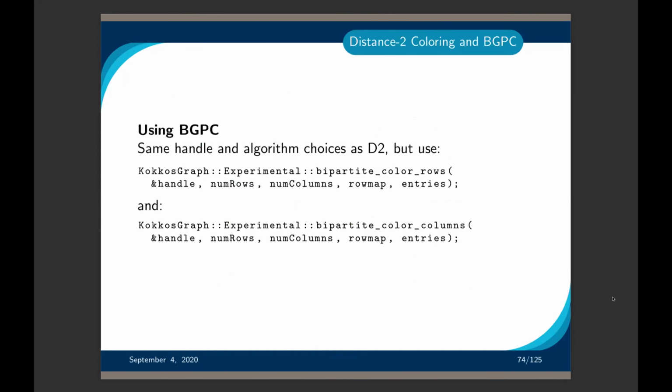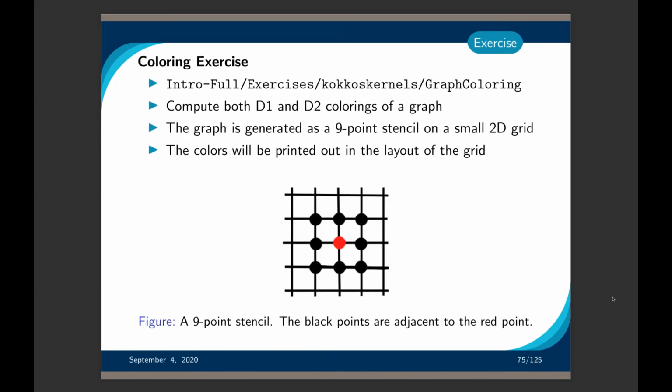And to use bipartite partial coloring, it's the same kind of handle, except you just call bipartite color rows for left-sided coloring, or bipartite color columns for right-sided coloring. And we have an exercise for this in Kokkos Kernels / graph coloring, where you will compute both distance 1 and distance 2 colorings for a graph, which is a 9-point stencil on a small 2D grid. And a 9-point stencil just means that each vertex is adjacent to the 8 vertices around it in a square. And you can see the colors that it computed because it'll print them out in the grid layout.